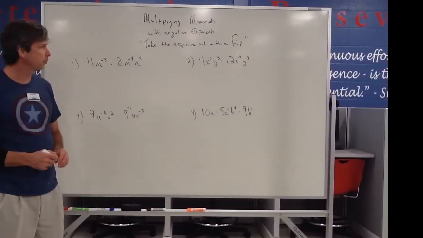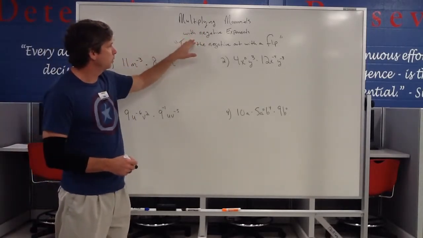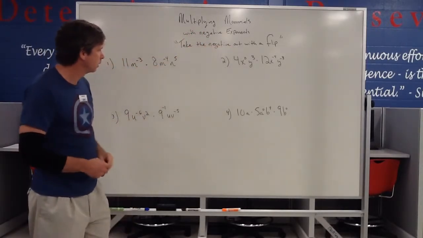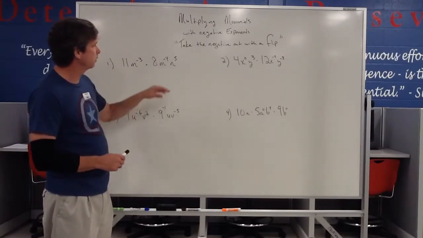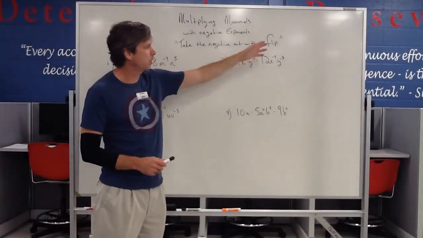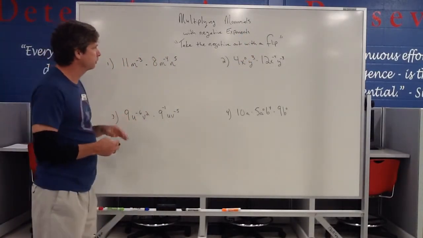I believe this is like episode 4. We're going to work with multiplying monomials with negative exponents. A strategy that we do with negative exponents is we basically take the negative out with what we call a flip. So let's see how that actually ties into these examples.